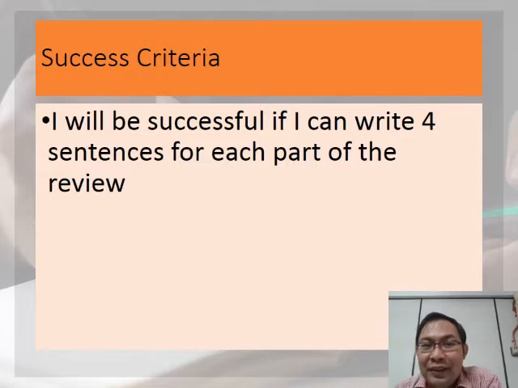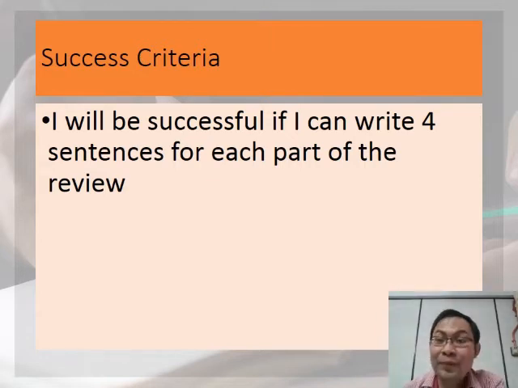Okay, before that, make sure you write down your success criteria for today. The success criteria is I will be successful if I can write 4 sentences for each part of the review. That means there are different parts of the review. How many sentences are you supposed to write? Yes, 4 sentences. I will give you some time. Please write down the success criteria now. You may pause the video to write it down.